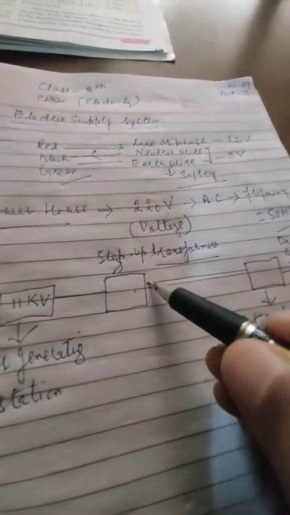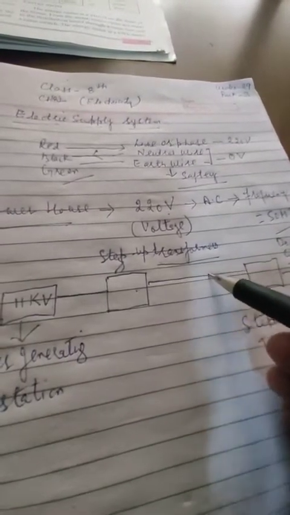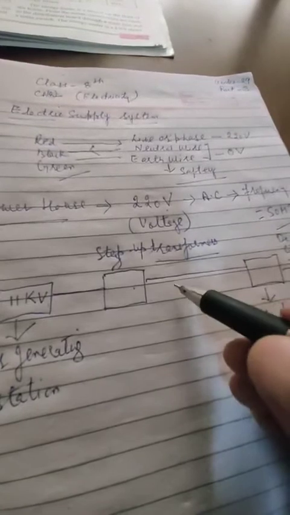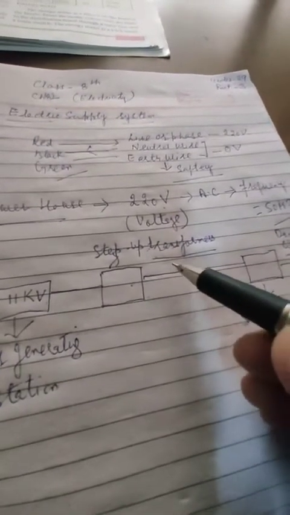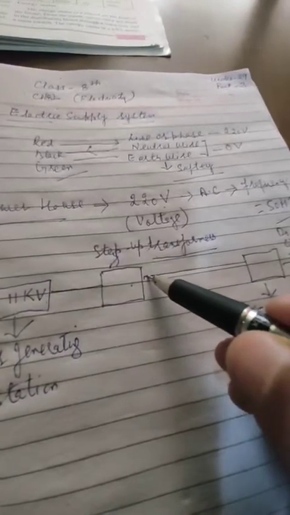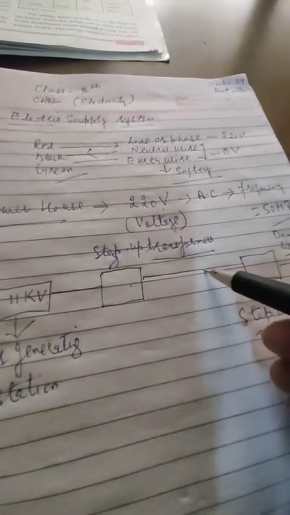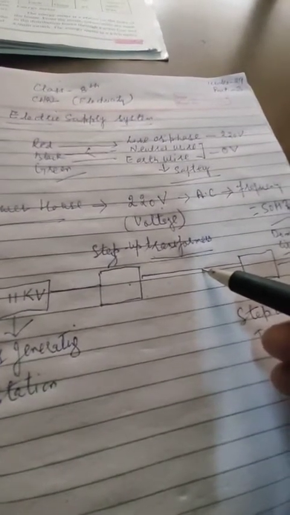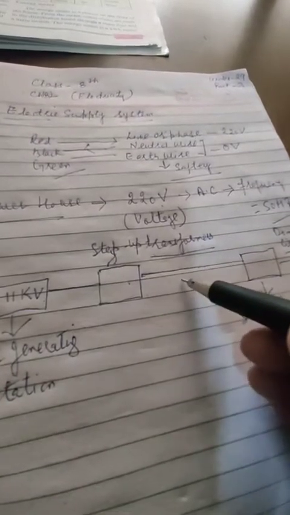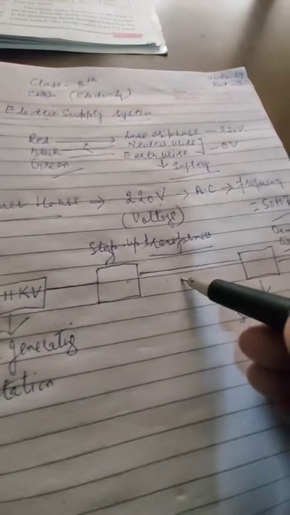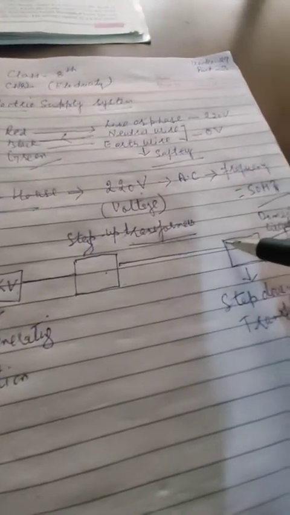So from here the voltage is high and the current is less. When the electricity is supplied, it is supplied at high voltage, and when the voltage is high, the current is less, and then it is stepped down.